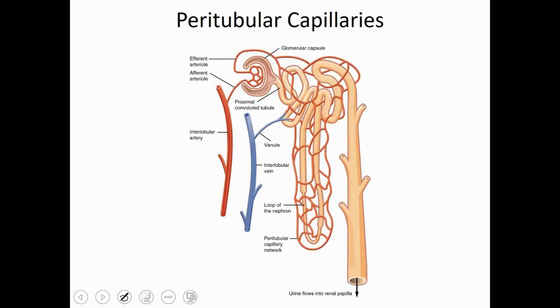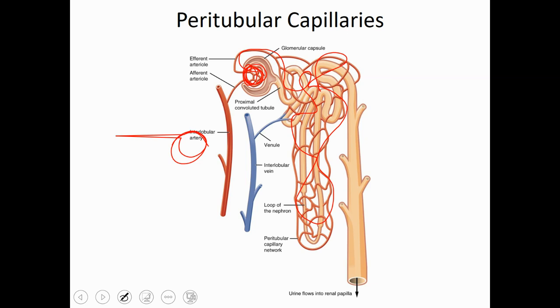So this is the structure. The reason why I put this up here is, here's your artery, your renal artery comes in. The blood goes into the glomerulus, which is right here, okay? And then you can see that it snakes its way throughout everywhere, right? That's where all of this reabsorption is going to be happening.